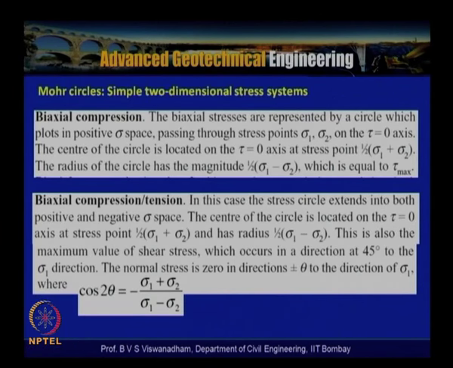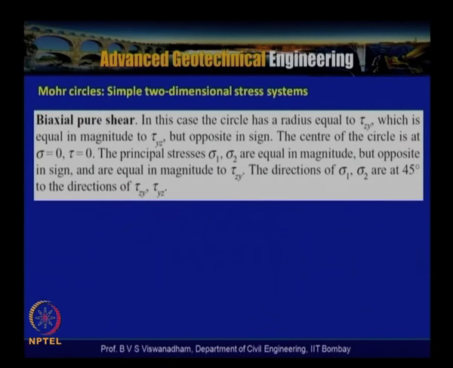And the normal stress is 0 in the direction plus or minus theta to the direction of sigma 1, where cos theta is equal to minus of (sigma 1 plus sigma 2) divided by (sigma 1 minus sigma 2). And now a case of biaxial pure shear.